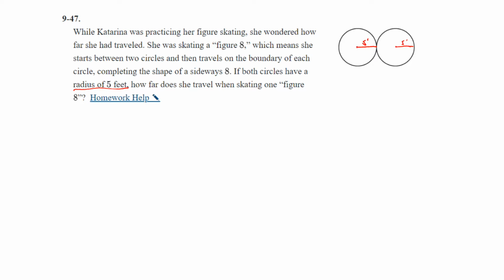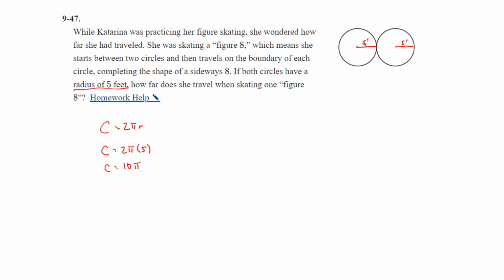Same thing over here. And so we're trying to basically figure out the circumference. So the circumference is 2 pi r. 2 pi times the radius is 5. So let me fix that. It looks weird. 2 pi times 5. That would be 10 pi.